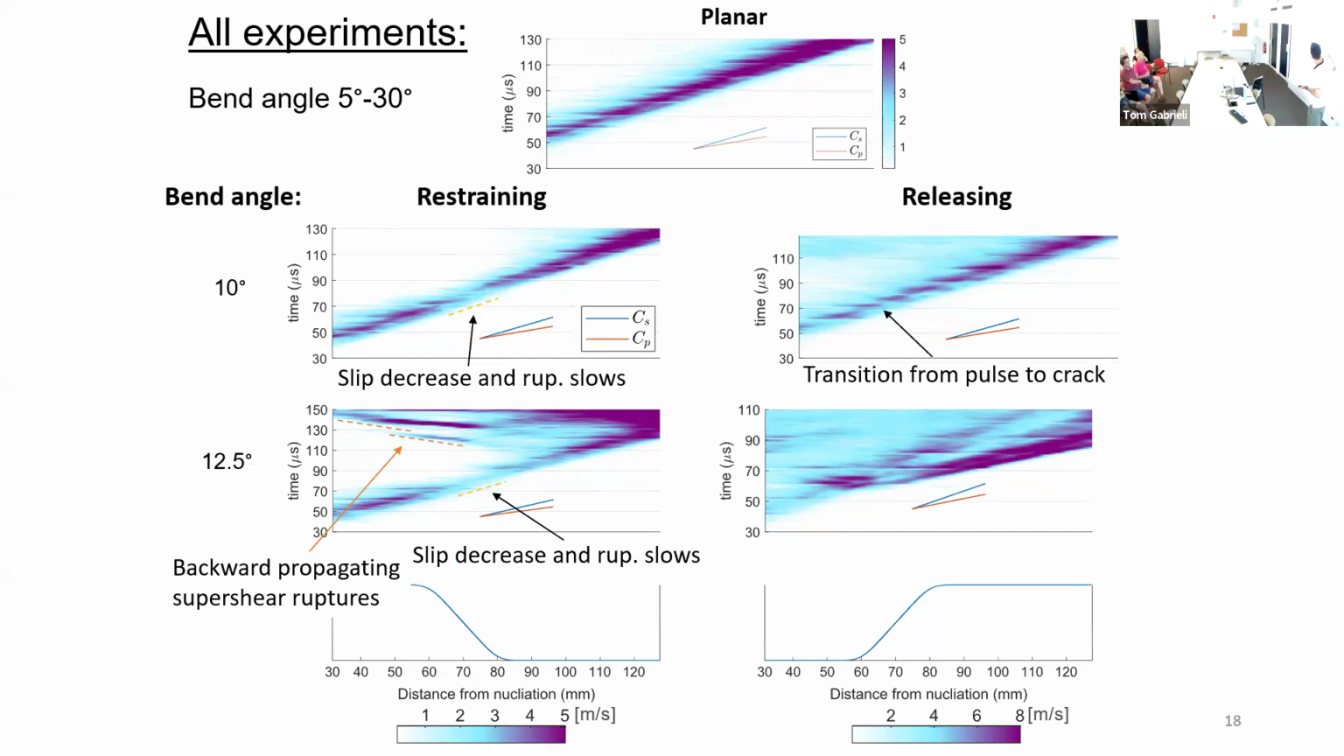For a 10 degrees releasing band, we see this transition from pulse to crack. So it was pulse in the planar case, and in releasing, we see this slip velocity behind the rupture. So it's a crack-like rupture. And here we can see this transition, there was a changing slope from sub-Rayleigh pulse to supershear crack for the 12.5 releasing band, which is the experiment that we saw.